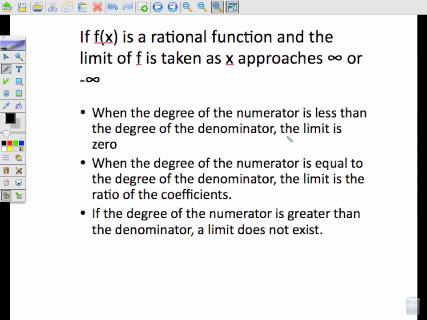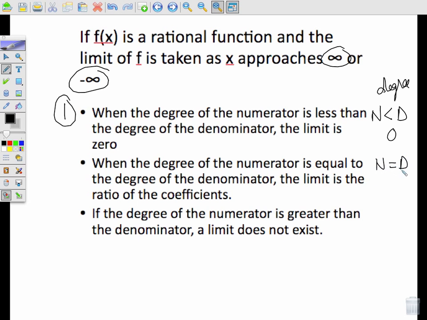Now we do have some rules that we can follow. If f of x is a rational function and the limit of f is taken as x approaches either positive infinity or negative infinity, then 3 rules exist. First rule, when the degree of the numerator is less than the degree of the denominator, so when n is less than d, these are the degrees, then the limit is 0.